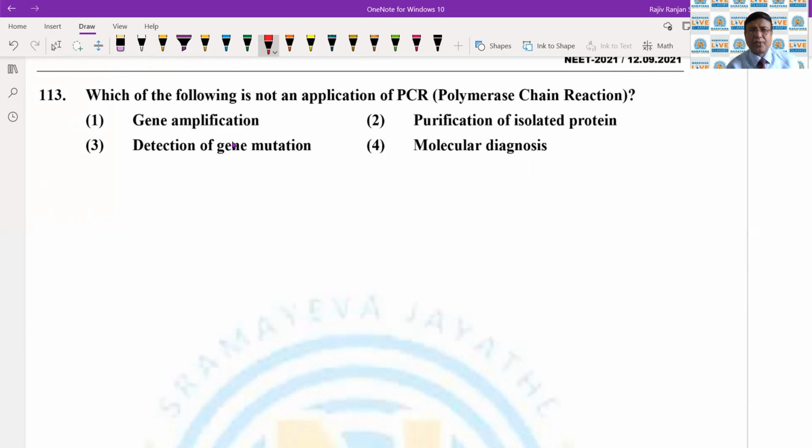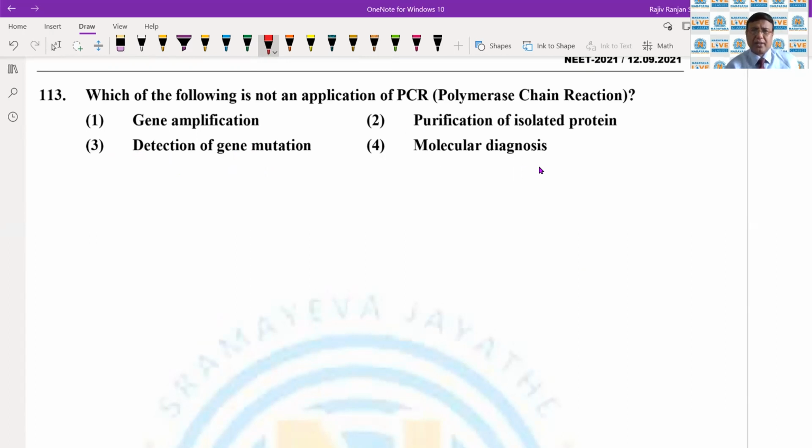So this is a very good example of gene amplification. Secondly, polymerase chain reaction is also a way of detection of gene mutation, because when the genes come in bulk, when billions of genes are there, it becomes very easy to find out any genetic mutation. So this is helpful in detection of gene mutation as well.